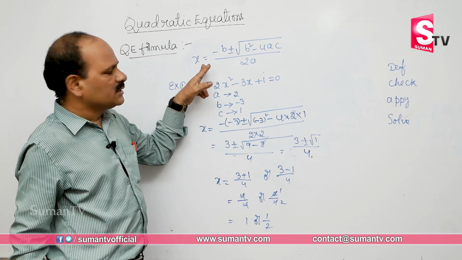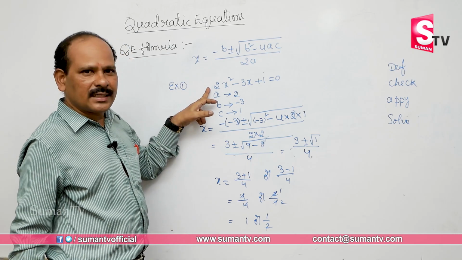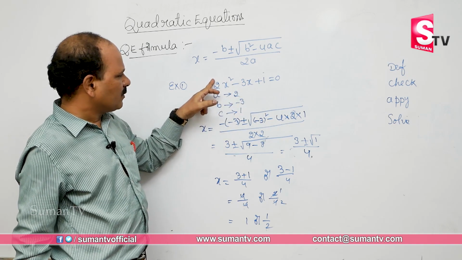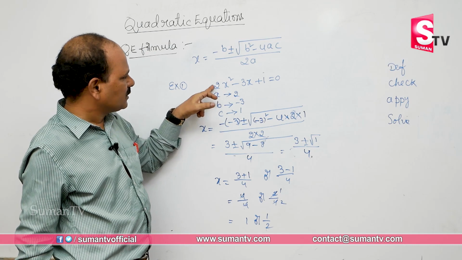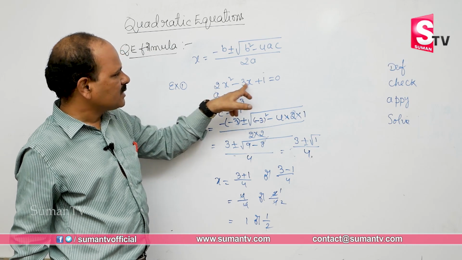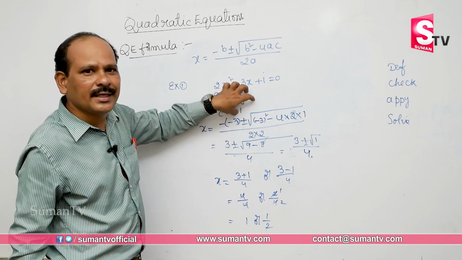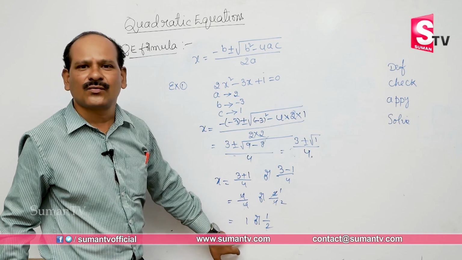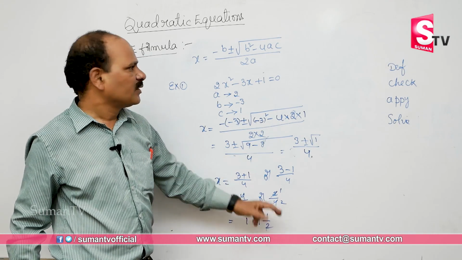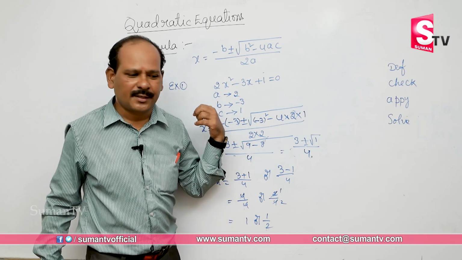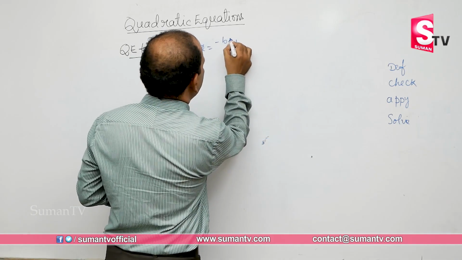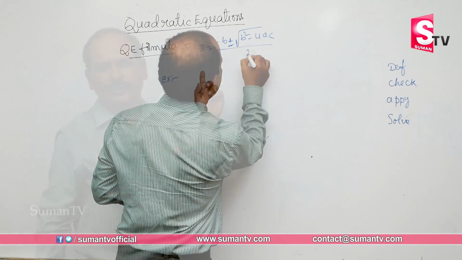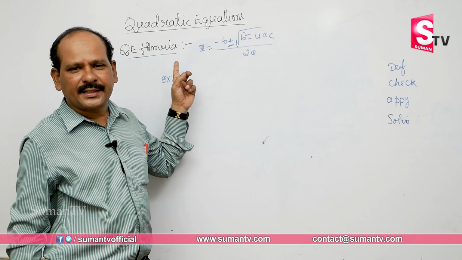Once again, listen. This is the quadratic equation: the expression is 2x square minus 3x plus 1 is equal to 0. Now I am choosing a as 2, b as minus 3, c as 1, and I substituted the a, b, c values in the quadratic formula. By simplifying this, I got the answers 1 or 1 by 2. Okay, I will explain by taking one more example.